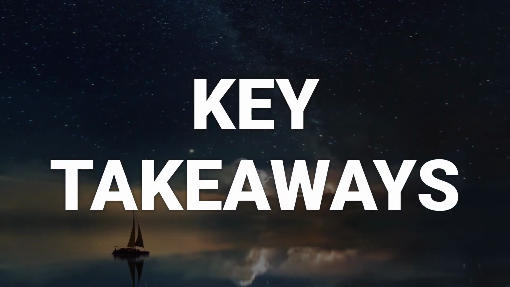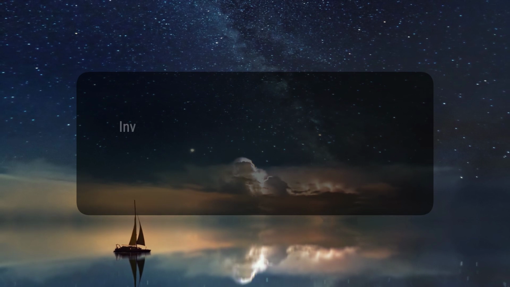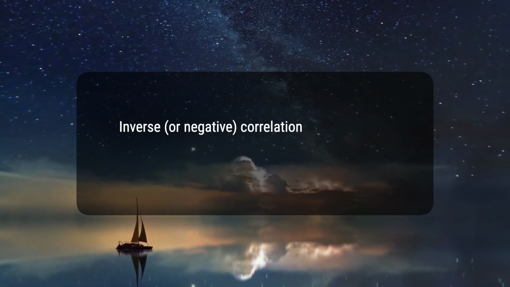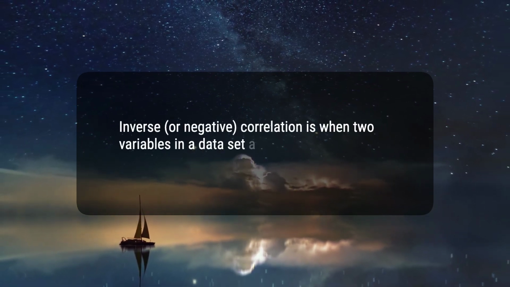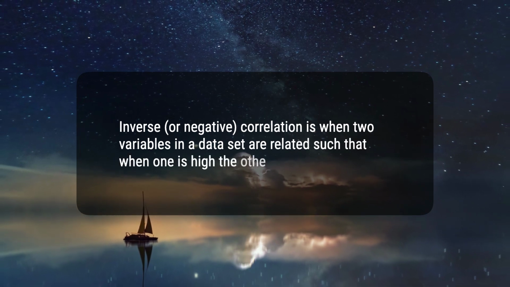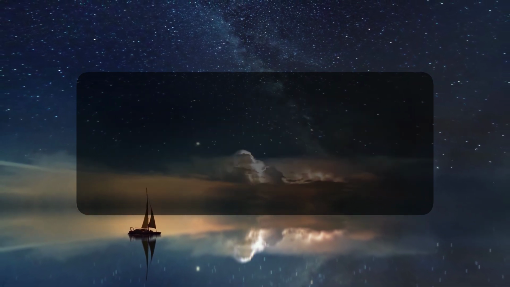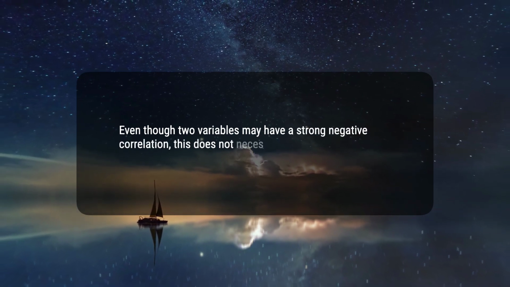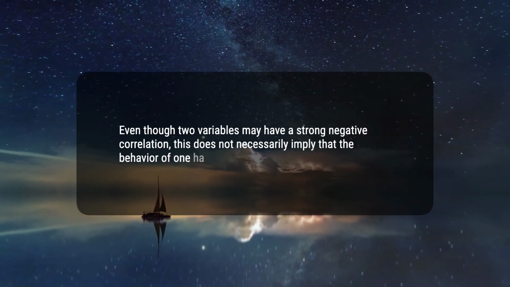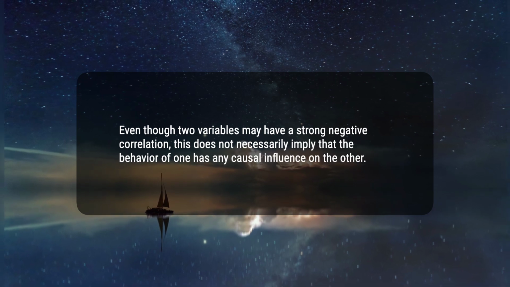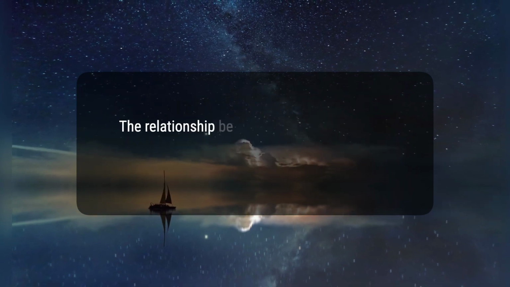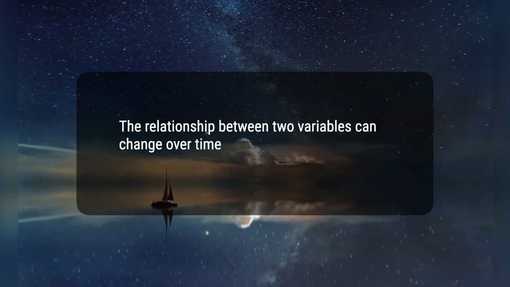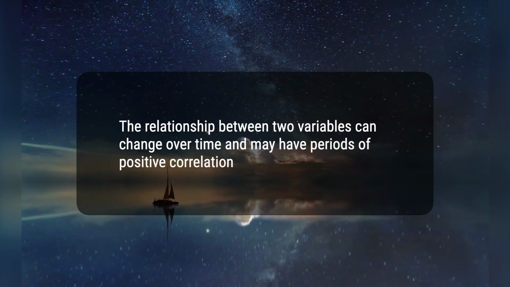Here are 3 key takeaways. 1. Inverse, or negative, correlation is when two variables in a data set are related such that when one is high the other is low. 2. Even though two variables may have a strong negative correlation, this does not necessarily imply that the behavior of one has any causal influence on the other. 3. The relationship between two variables can change over time and may have periods of positive correlation as well.